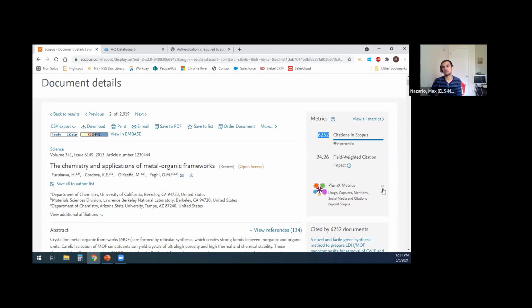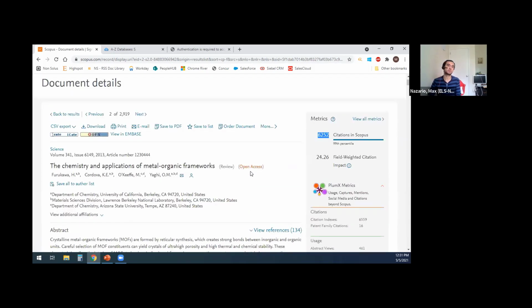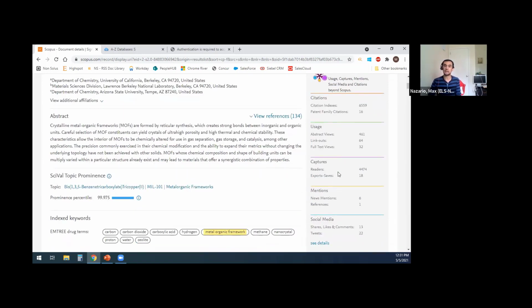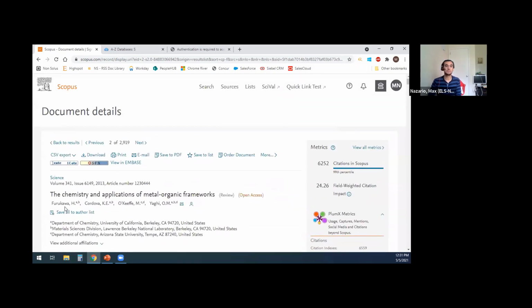And you can also see some information from the PlumX metrics. PlumX is another way to get a feel for the engagement with a piece of research beyond just the literature, beyond just being cited in other papers. How is it being viewed online? Is it being mentioned in the news, for example, or is it being shared on social media? And you can then click View Details in order to get more information about those PlumX metrics as well.